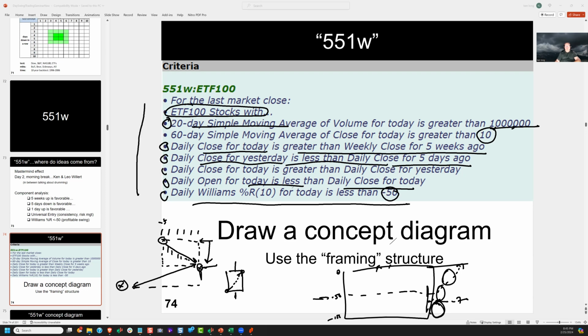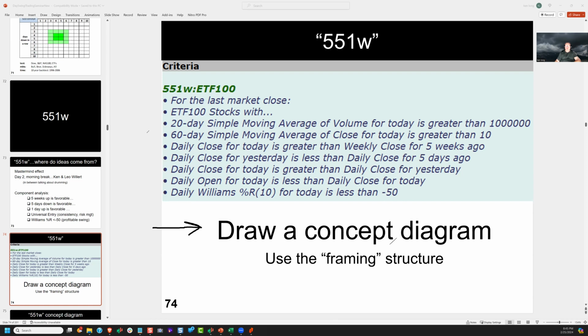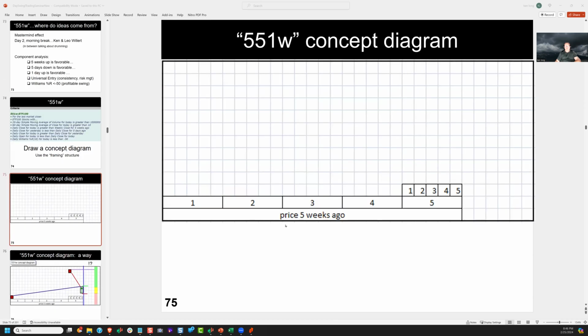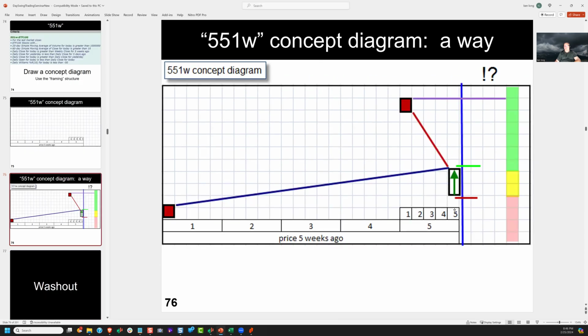And we do a little thought experiment in the old workshop that we used to run on this. Said, hey, just based on those words, draw a concept diagram using a framing structure. And you've already seen me draw that frame. If I did my concept diagram like that, it would end up looking like this.